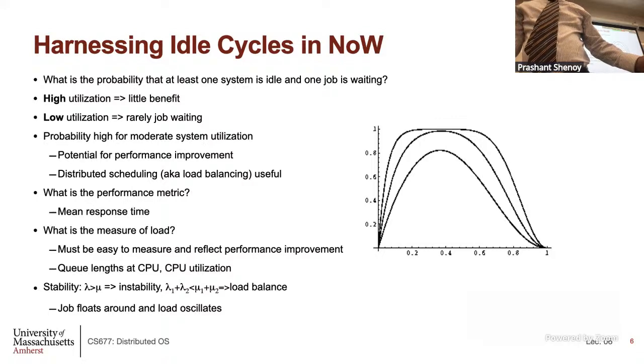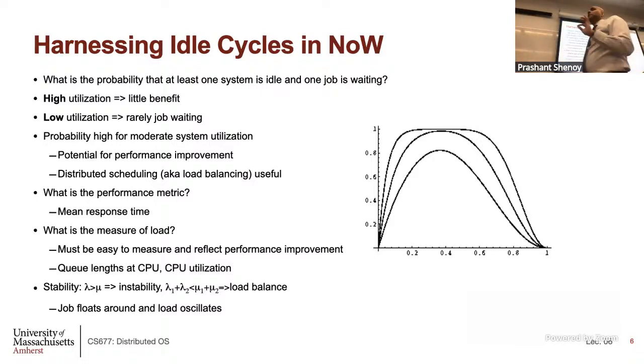So now let's try to analyze this question. We are not going to do a math analysis. We could, but I'm going to give you a more intuitive analysis of that problem. Let's assume that the system is heavily utilized. System means all the machines in the network are heavily utilized.